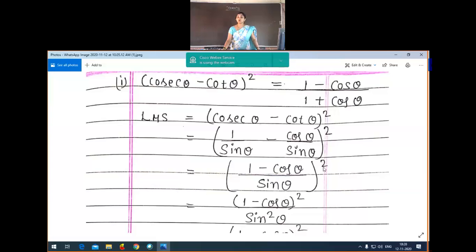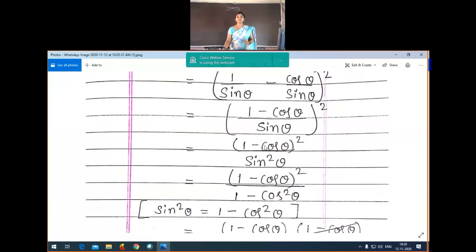Now, the whole square means we have to apply the square to both numerator and denominator. Let us apply the square for both numerator and denominator. Then it becomes 1 minus cos theta whole square divided by sin square theta. Got the idea of this step? 1 minus cos theta whole square divided by sin square theta.